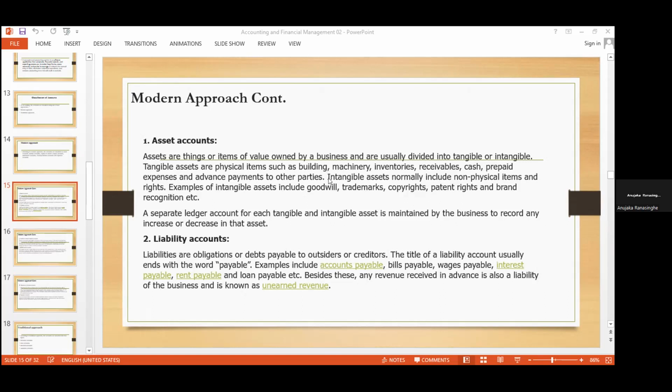But the loan we are paying monthly, annually, or quarterly to the banks or any other financial entities.